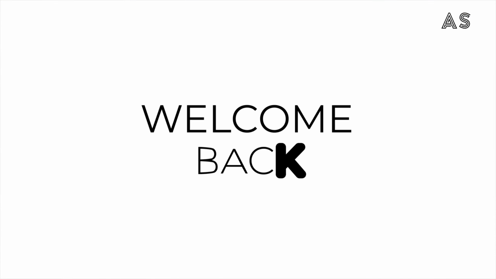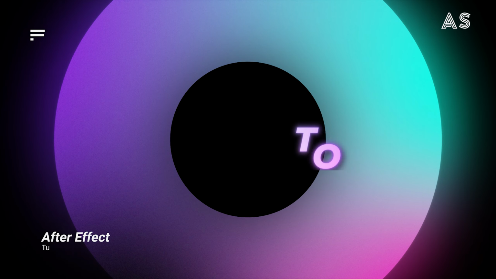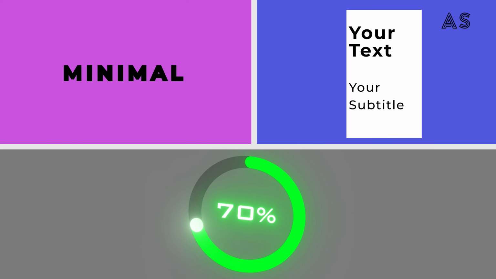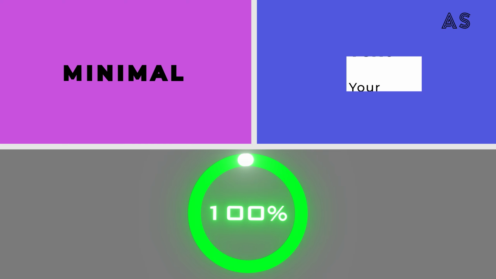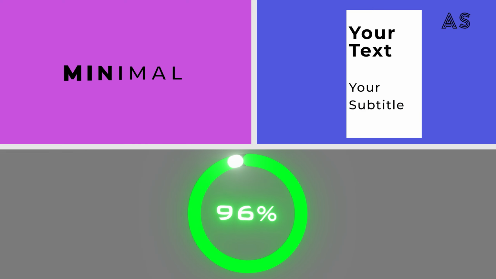In this tutorial we will be creating top 3 animations in After Effects. Our top 1 animation is minimal text animation, second is box text animation, and the third is loading text animation. So let's get started.